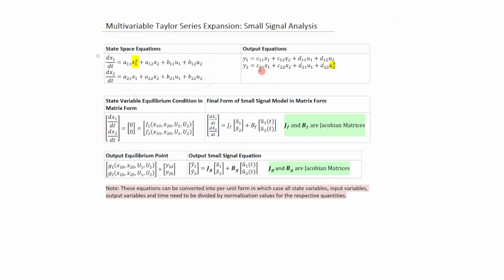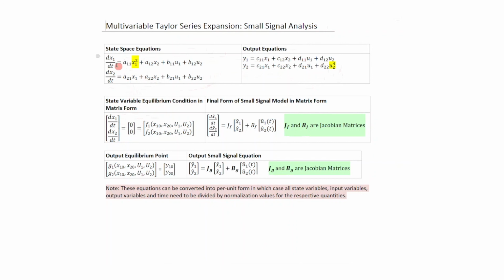The output equations also, in this case the output equation y2, is nonlinear. Why? Because it depends on the fourth power of one of the input variables. So in this case, the output variable depends on the state variables, x1, x2, as well as some arbitrary input variables, u1 and u2. All right, so then we could also write the state variable equilibrium condition in matrix form.